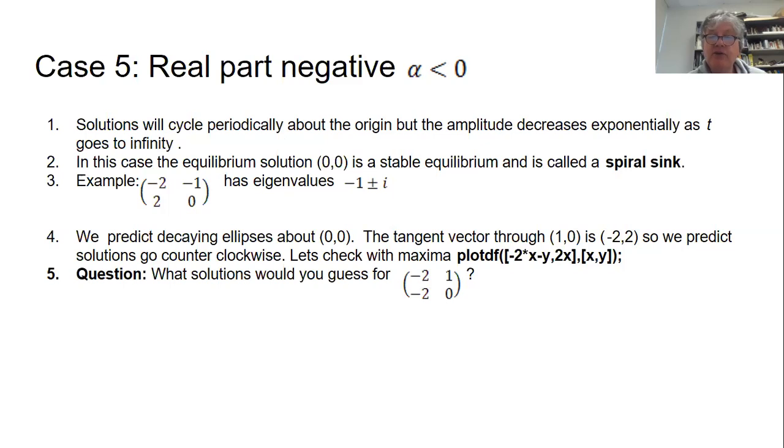The tangent vector through 1, 0, so we do the same trick as before. We go to like 3 o'clock on the clock at the point 1, 0. We hit it with that matrix and we see we get the tangent vector minus 2, 2. So minus 2 does what? It's going inward in the x direction and it's going upward in the y direction. So it's going to go counterclockwise. Okay, so let's check this with Maxima.